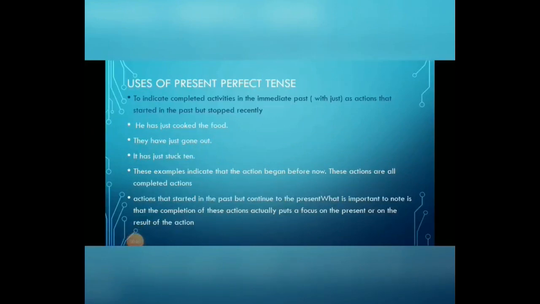Now we are going to read the uses of present perfect tense. Present perfect tense is used to indicate completed activities in the immediate past, with just, as an action that started in the past but stopped recently. Examples are: he has just cooked the food, they have just gone out, it has just struck 10. These examples indicate that the action began before now. These actions are all completed actions.